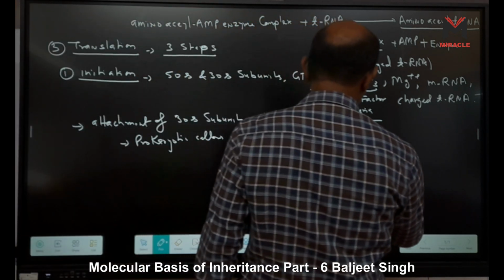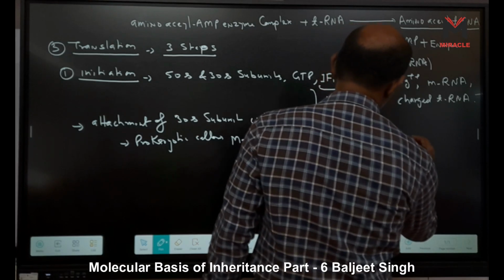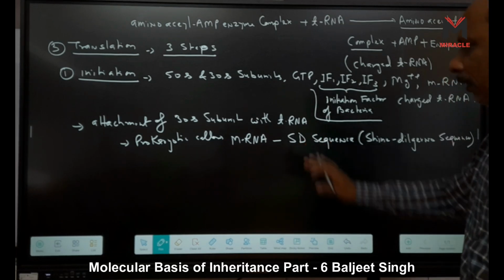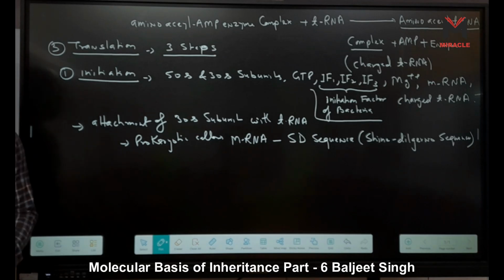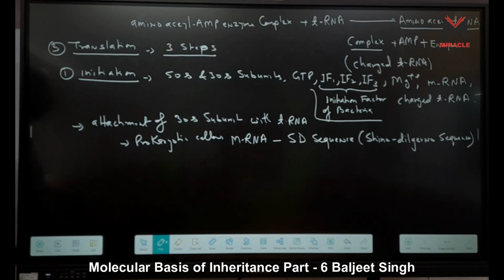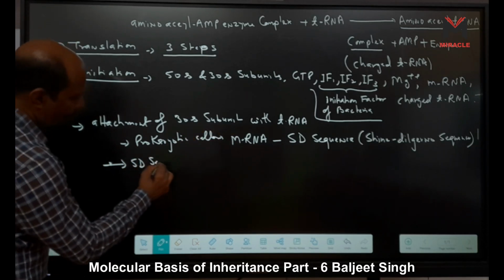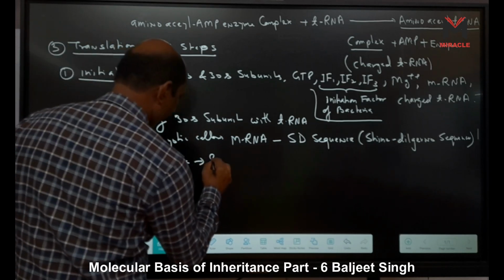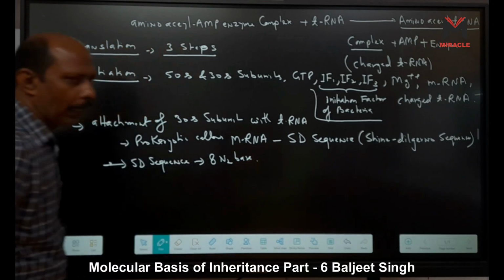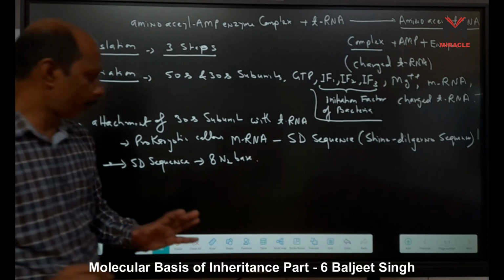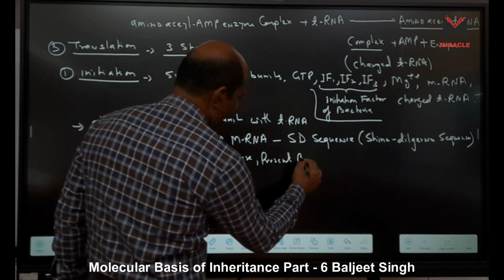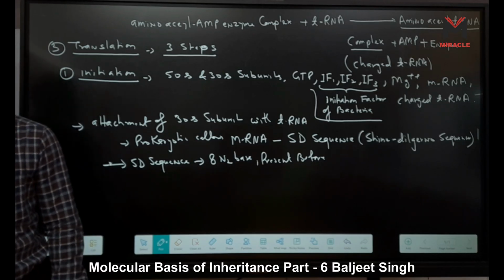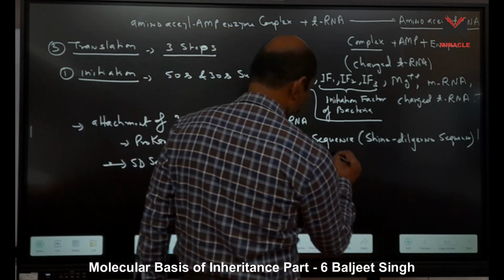What is the full form of SD sequence? SD sequence means Shine-Dalgarno sequence. This sequence is present in mRNA. It is made up of 8 nitrogen bases, and it is present 4 to 12 nitrogen bases before the initiation codon.